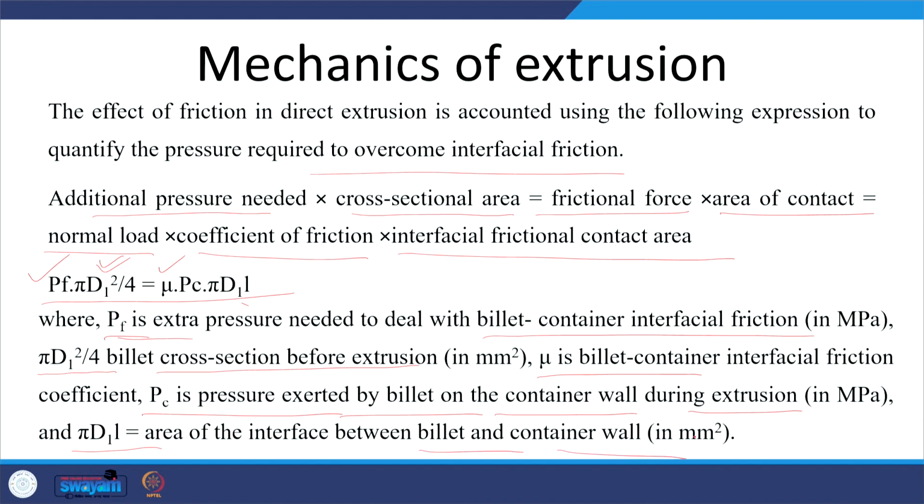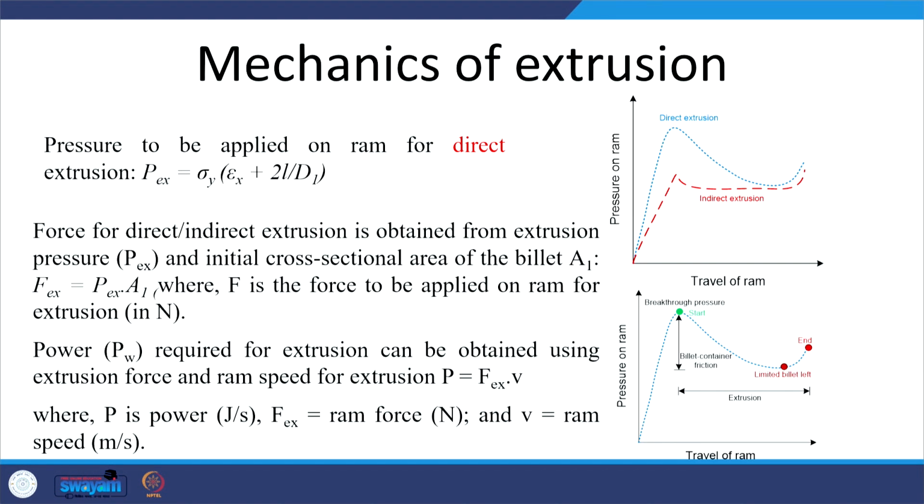So, when these are equated, we get the additional extra pressure for starting, for overcoming the friction. When we are considering direct extrusion, it will have two components. One is the strain that is to be induced to facilitate the extrusion, and another is the force required to overcome the friction.